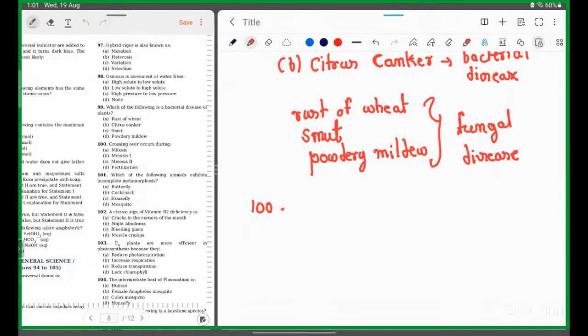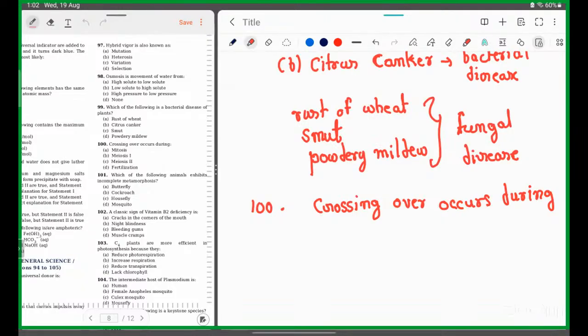Okay. So crossing over occurs during. Crossing over is the process in which two different sets of chromosomes, 23 from the father side and 23 from the mother side, fuse together to form new chromosomes of 46. So that is called crossing over, and crossing over only occurs in meiosis.